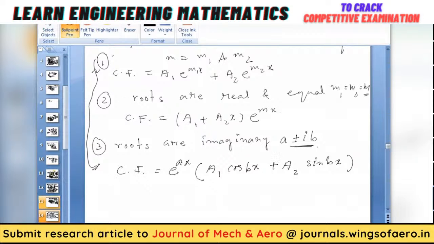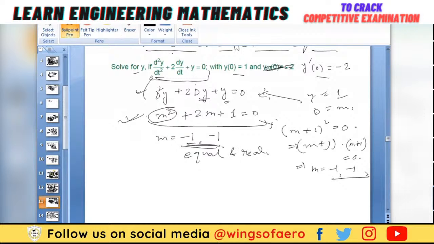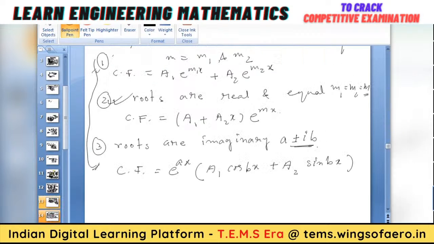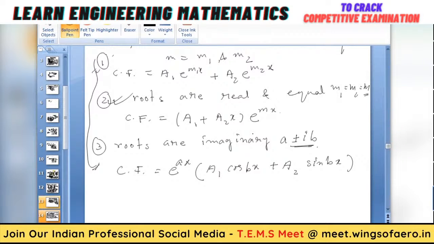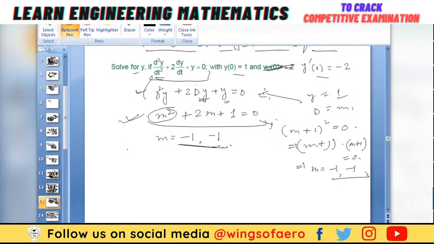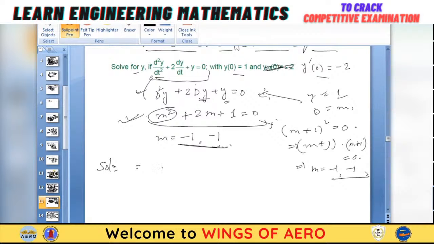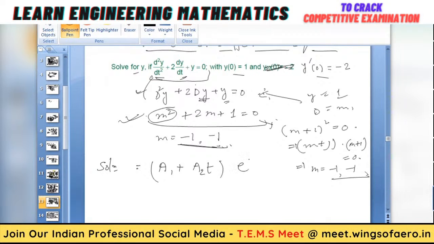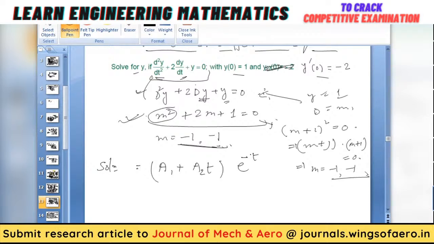Okay, according to these three rules, now let's check the solution of this one. This is the real and equal form. So which formula do you have to apply? The real and equal formula, that is this second one, (a1 plus a2 x) into e to the power mx. So m is equal to only 1 here, look at this, real and equal. So the solution is a1 plus a2, okay, here instead of x, t is used, so it is a2 t, into e to the power minus t, minus 1 into t, that is minus t. So this will be the answer.